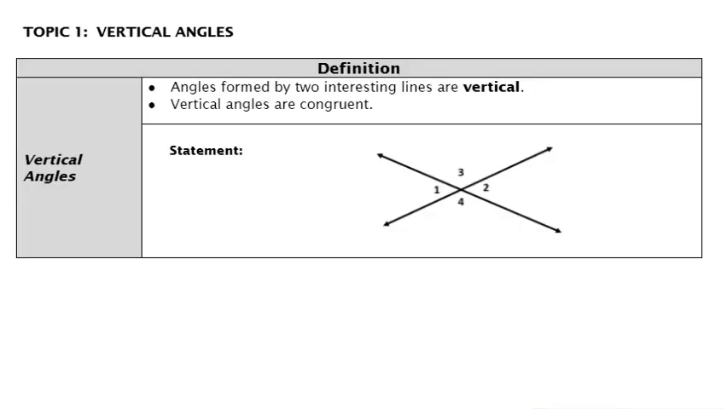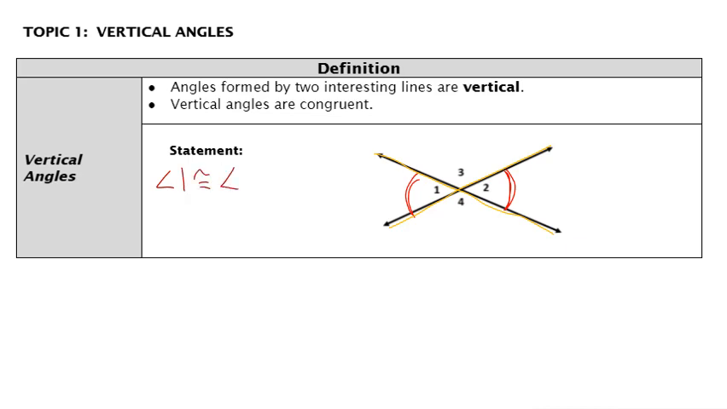The first definition we're going to use and apply in this section is our vertical angles. So vertical angles are angles that are formed by two lines that are intersecting. This is something that you learned back in Math 1. If we have two lines that intersect, the angles that are across from each other, for example, like angle 1 and angle 2, those are considered vertical angles because they're formed by two intersecting lines. So if we have two angles that are vertical, we can actually assume that they are congruent.